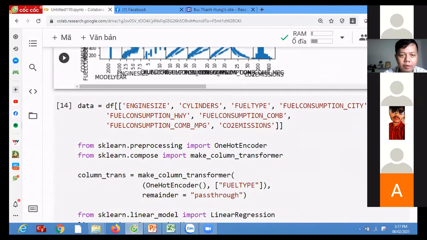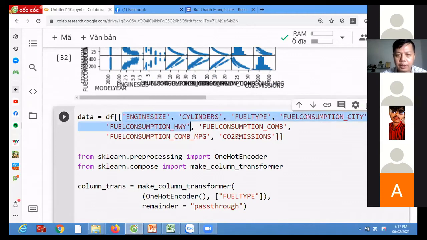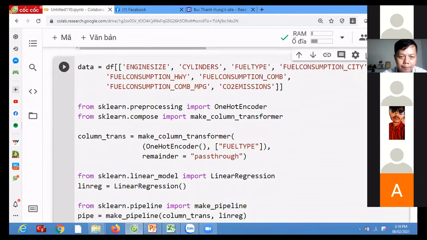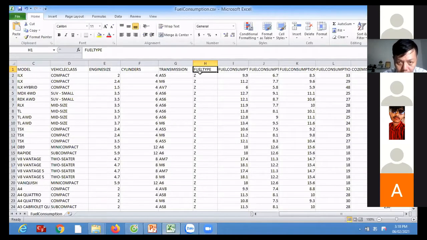As I told you, I will keep the eight features like that, including fuel type, fuel consumption city, fuel consumption highway, fuel consumption COMB, and fuel consumption COMB mpg, and the last one is for prediction: CO2 emission. I will use that, but I need to transform the fuel type, because fuel type is not a number.